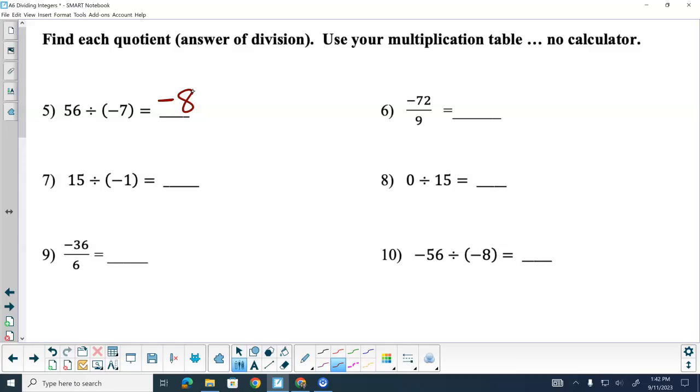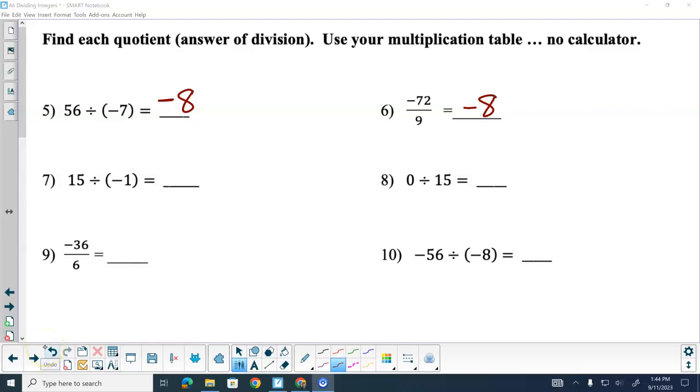Negative 72 divided by positive 9. Answer going to be positive or negative? Negative 8, because you went down. Are you a down or are you an across? Just do it. Do we agree with negative 8? Yeah. Okay. Do those other 4 right now.